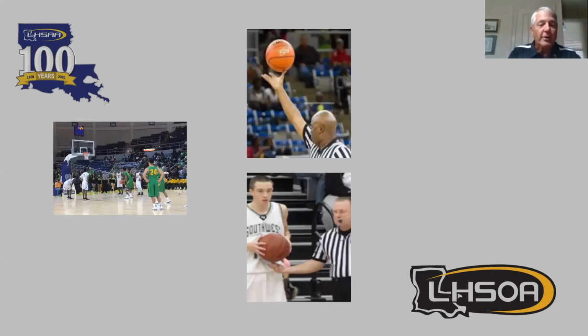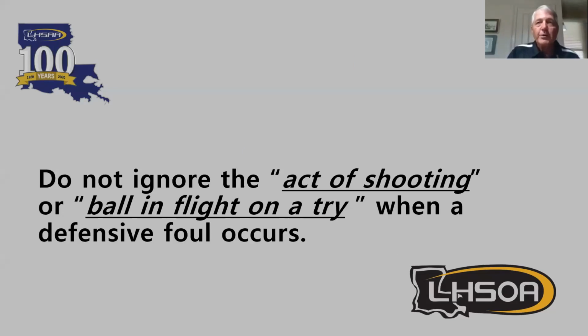And here we are, a free throw shooter has a live ball. James Ross from Norbo throwing the ball up to start a championship game, and the ball being handed to a player for a throw-in. Those are the three moments that the ball becomes live. We do not ignore the act of shooting or a ball in flight on a try when a defensive foul occurs. The whistle sounded, but the ball, for purposes of the try, the act of shooting, the airborne shooter, and the ball in the air, the ball itself remains live. The whistle tells us all other action becomes dead except the ball in flight and the airborne shooter.